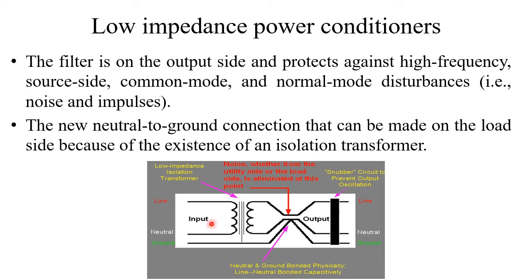So this arrangement helps to remove the common mode disturbance and normal mode disturbance from both the source side and the load side. The new neutral to ground connection can be made on the load side because of the existence of the isolation transformer.